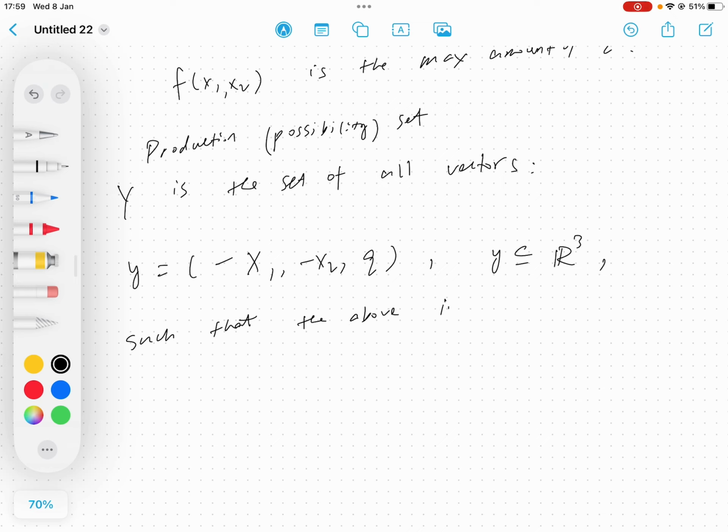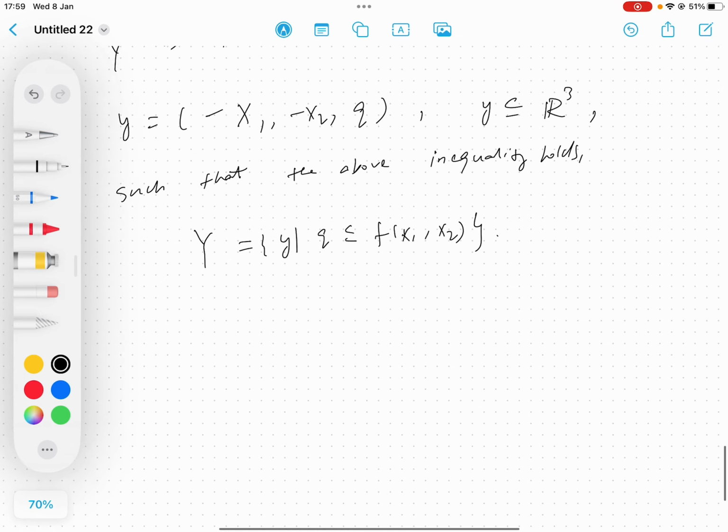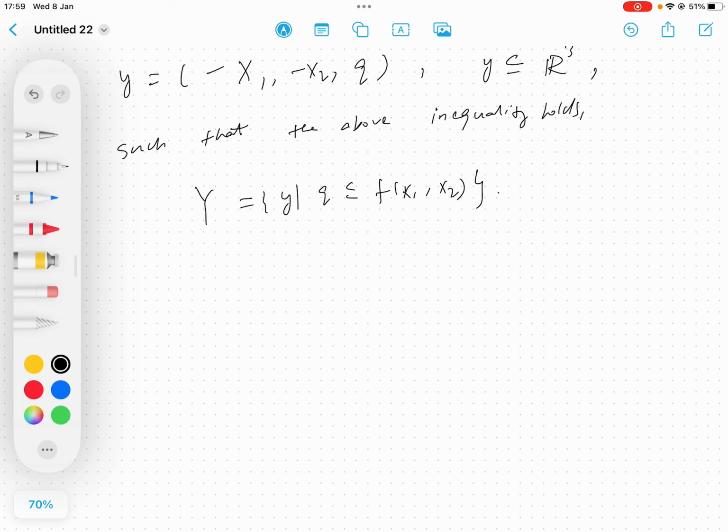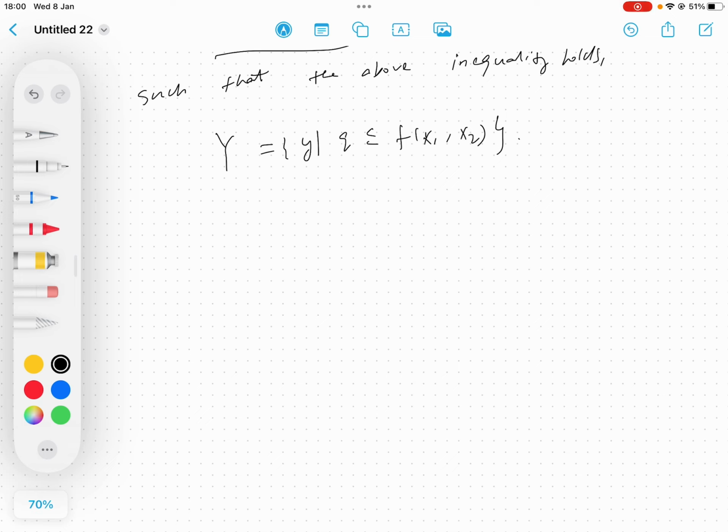the above inequality holds. Essentially we're talking about this capital Y to be the set of this little y, where Q is less than or equal to f of x1, x2. We must notice that the vector has negative signs on x1 and x2 because they're inputs, as we mentioned, and this output Q is positive as the output. So that's the production function, and we have seen this in the definition of the production function and in the example of the Cobb-Douglas function.